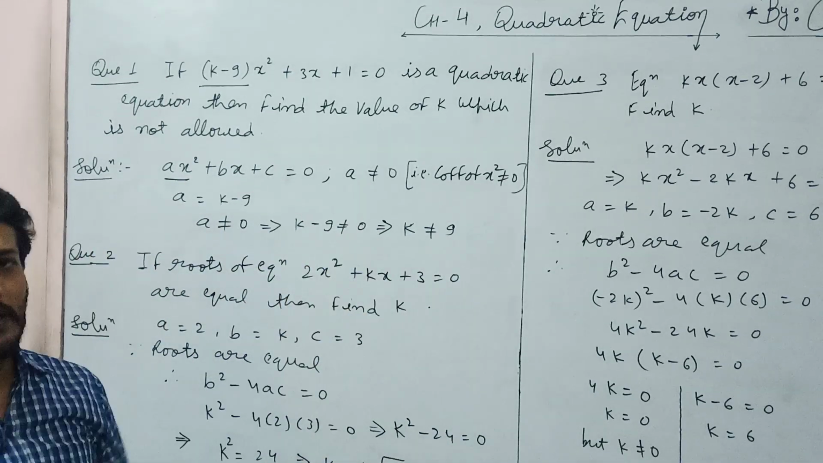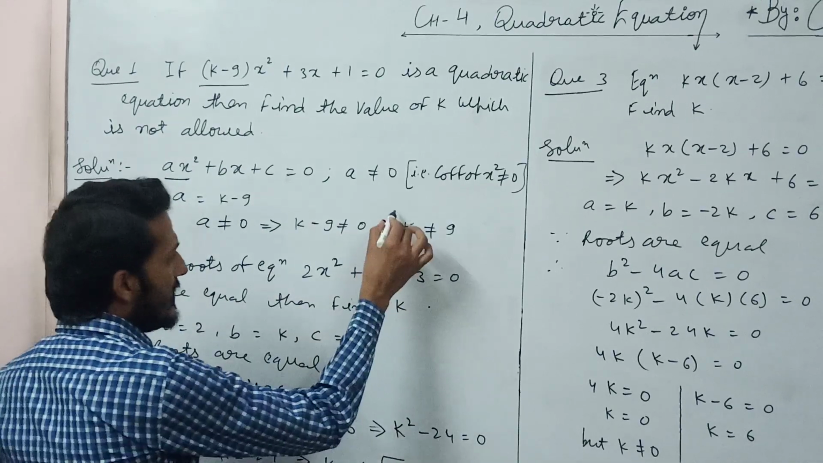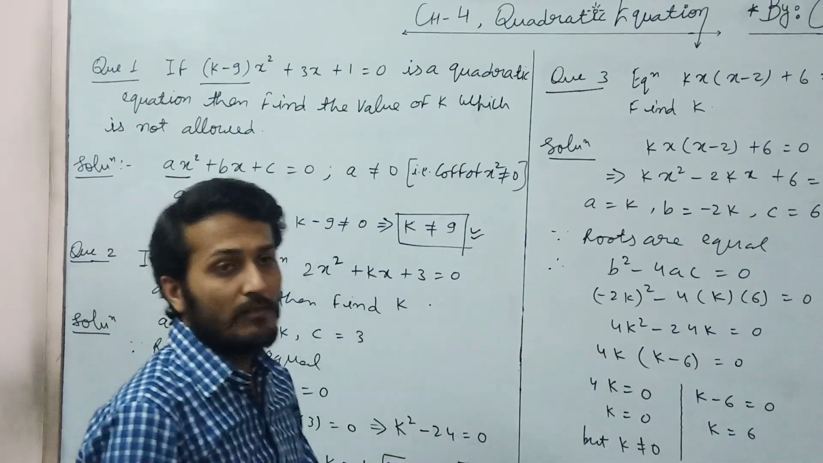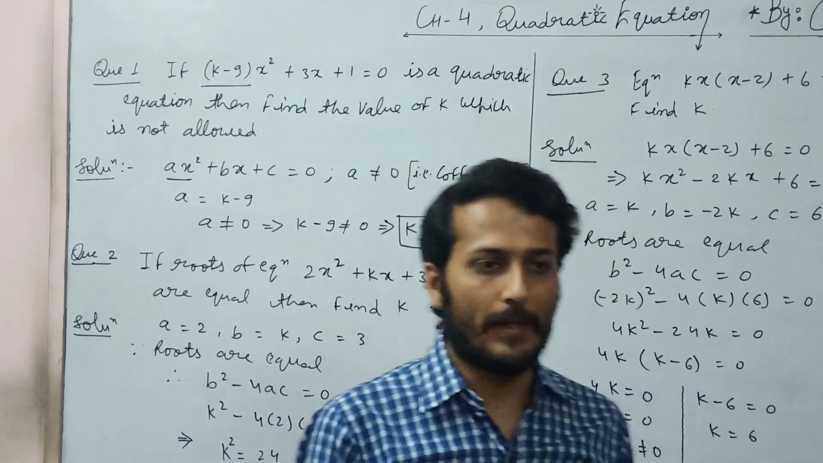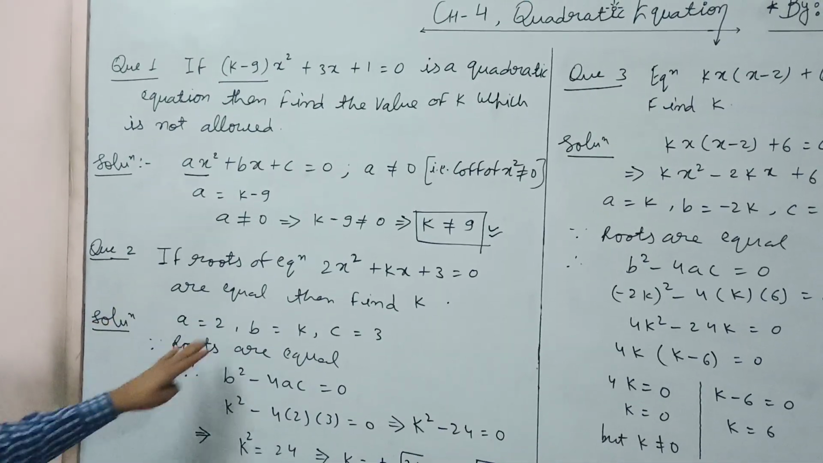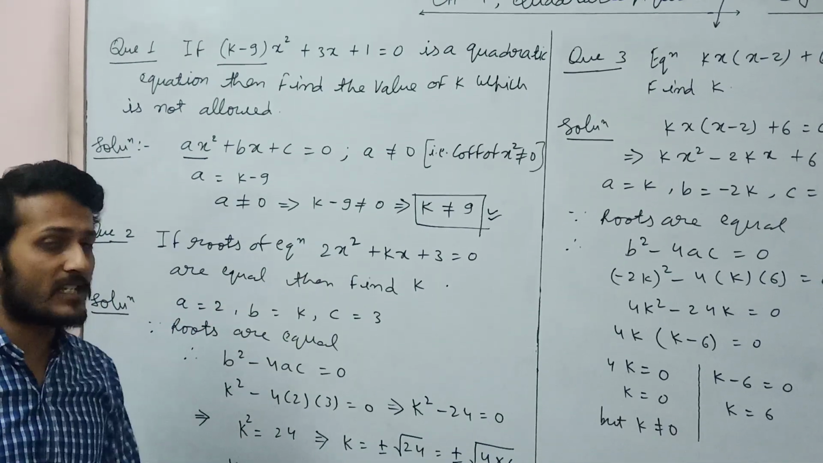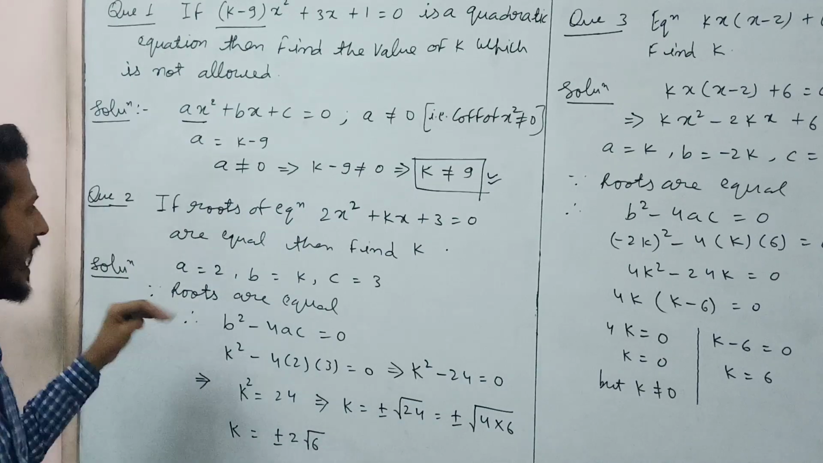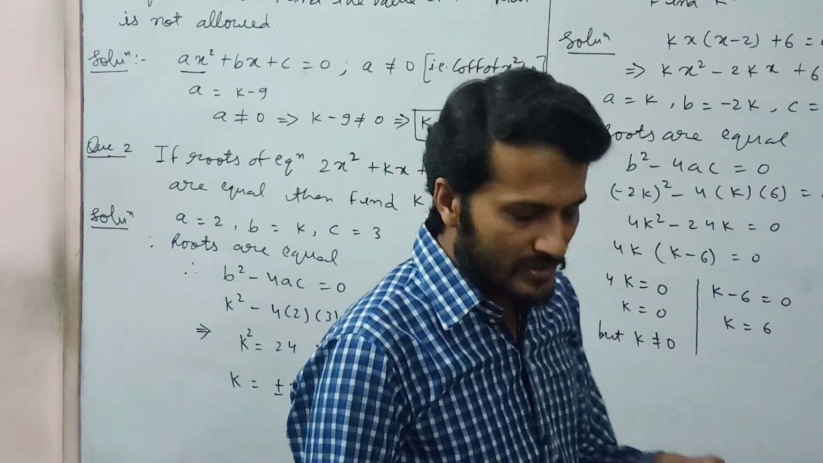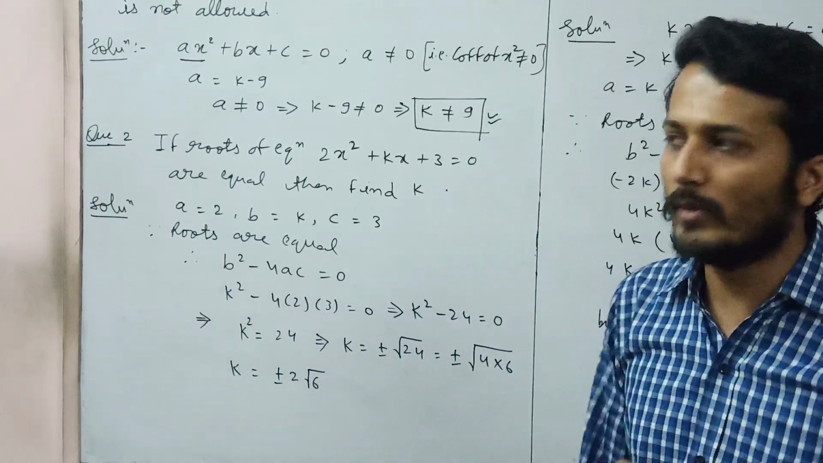Now 9 will shift, then it means k cannot be equal to 9, that is, the value of k cannot be 9. So the next question is, if roots of the equation 2x square plus kx plus 3 equal to 0 are equal, then find the value of k. This question comes in the examination for 1 mark or 2 marks.